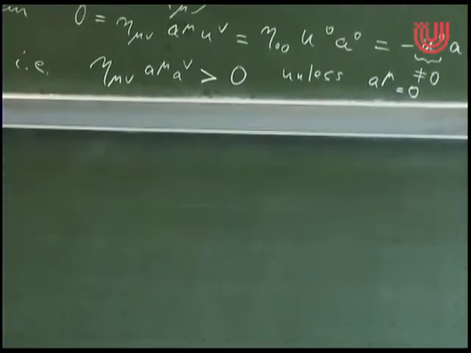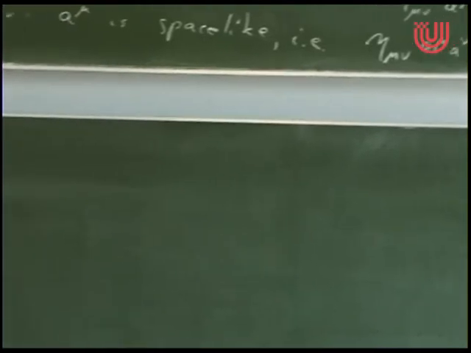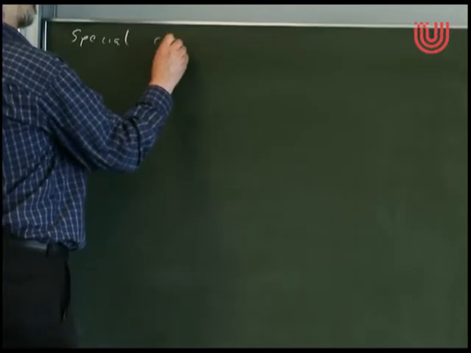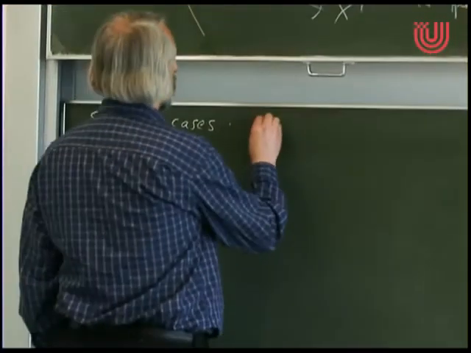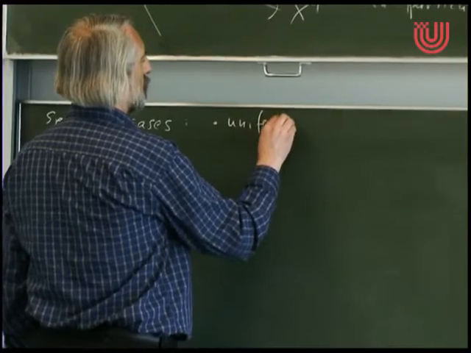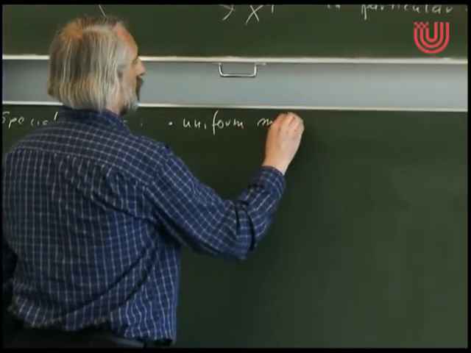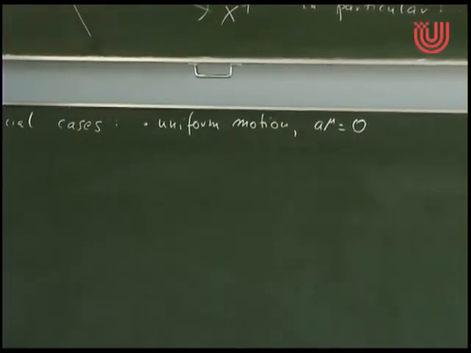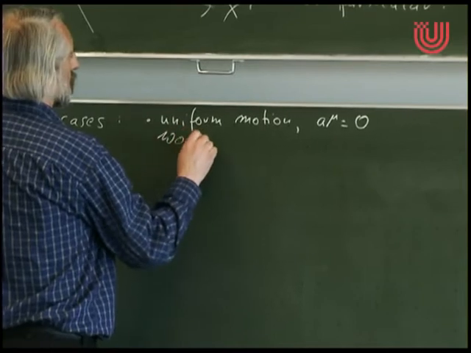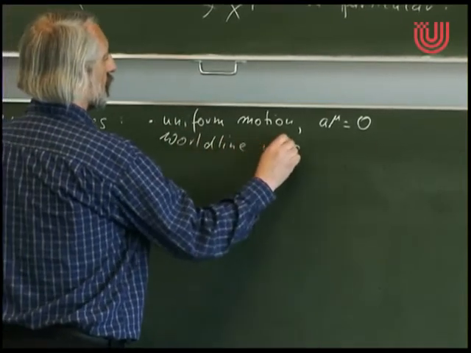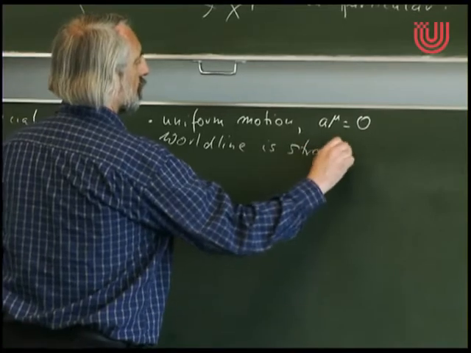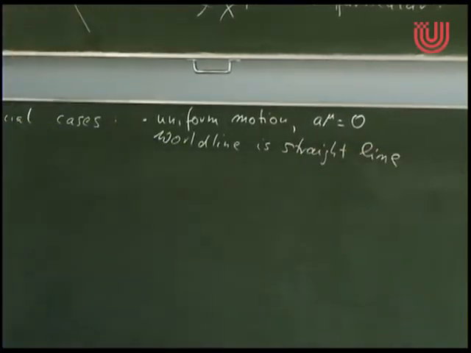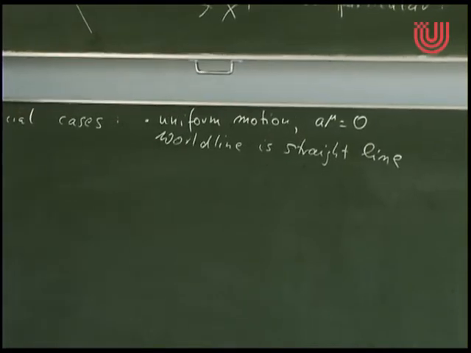Okay. So we know already now two special kinds of motion. Special cases. So the first one is uniform motion. Uniform motion, this means A mu equals zero. World line is a straight line. So that's a rather trivial case, but of course an interesting case, because this defines the inertial motions, right? The motions where no forces are acting.